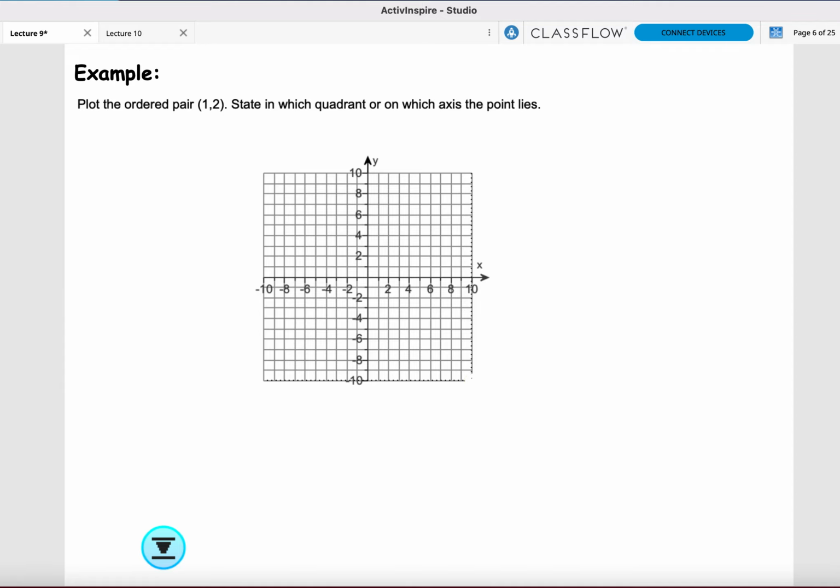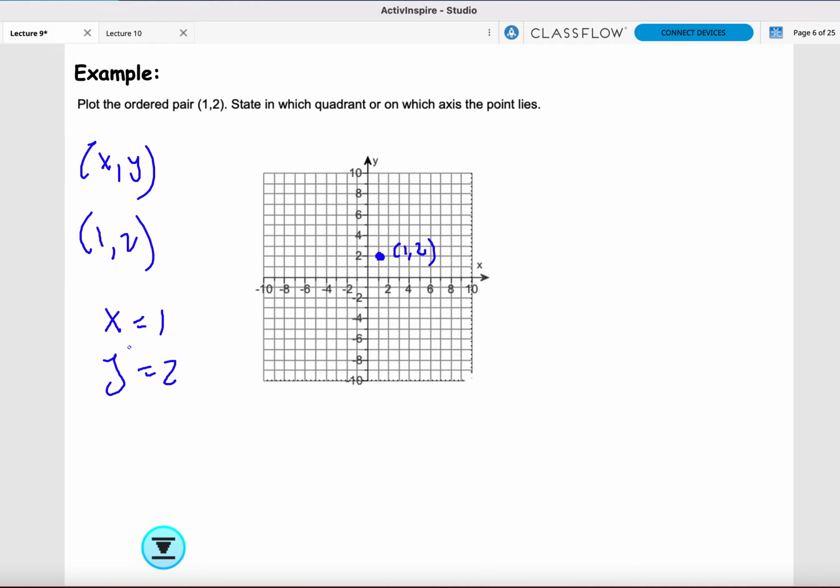All right. So here's another example. Plot the ordered pair 1, 2. State in which quadrant or on which axis the point lies. So remember it's x, y, x comma y. So you have 1, 2. So we know x is 1 and y is 2. So x is 1 is right here. Y is 2 is going up. So go to the right 1 and then up 2. 1, 2. And there is the point that we want. 1, comma 2. Don't overthink the coordinate grid, guys.